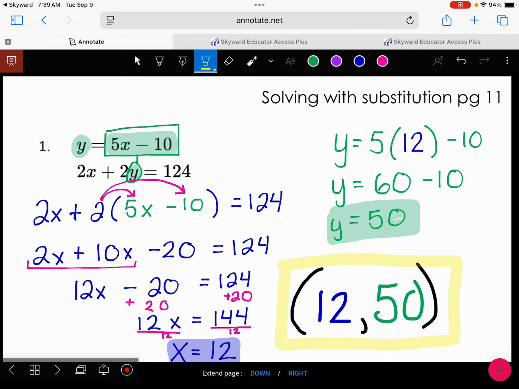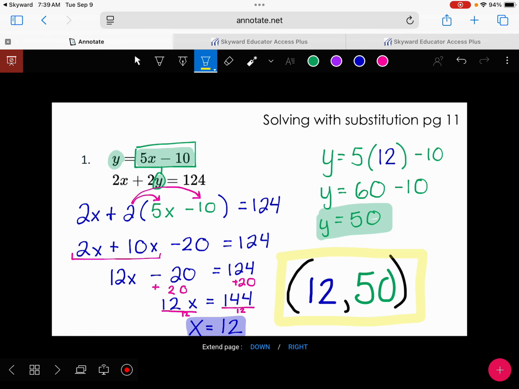As an ordered pair, x then y. X equals 12 is half a solution. Y equals 50 is half a solution. Even if they're written like that, it doesn't count as a whole solution until you write it as a point. Okay, questions on this one?